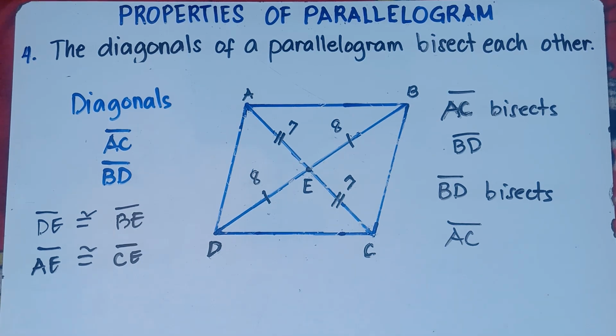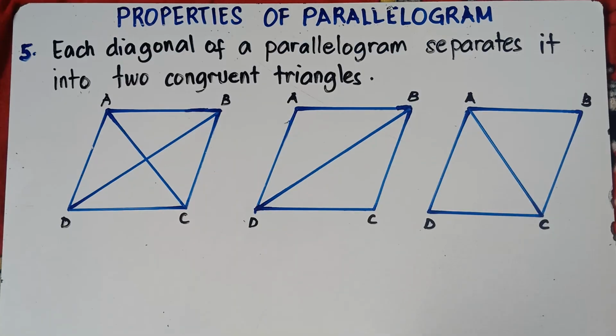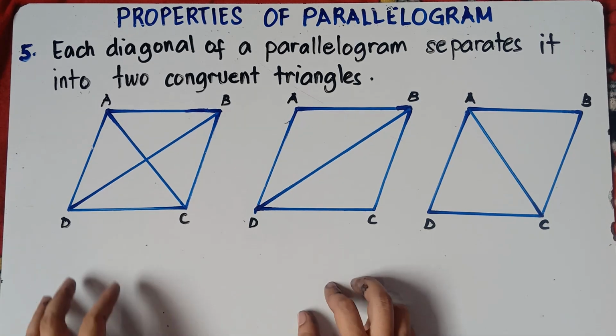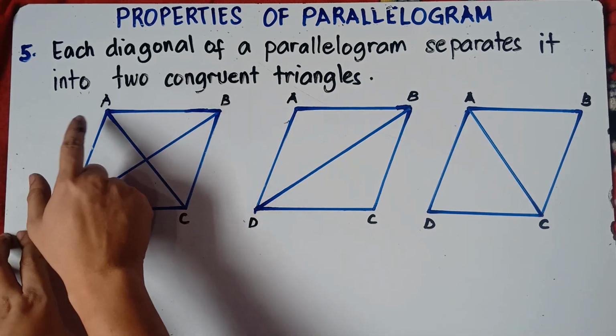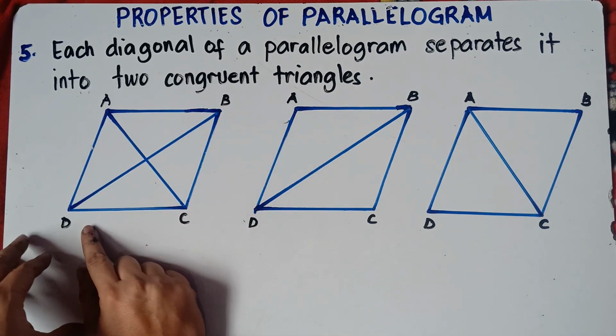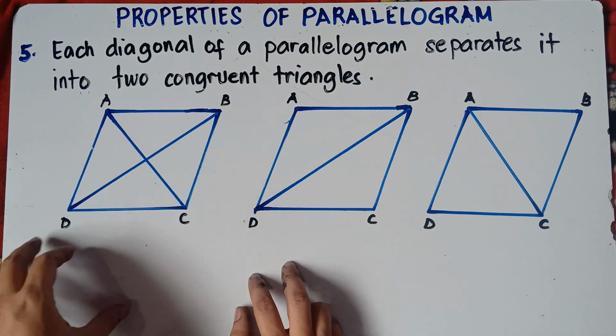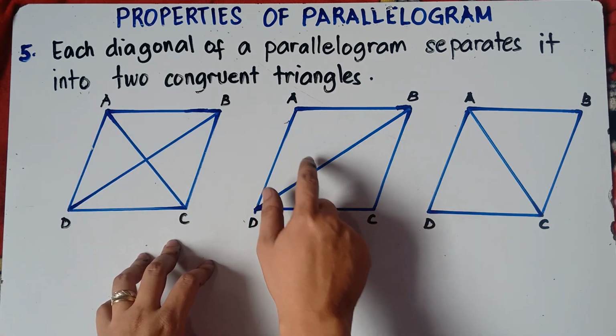Alright, so let's move on to the fifth property, the last property, class. Now, we're down to the last property. It says, each diagonal of a parallelogram separates it into two congruent triangles. Of course, we have the given parallelogram ABCD. Now, if we separate each diagonal, class, we create two congruent triangles.